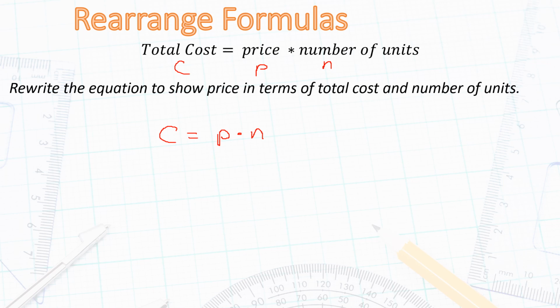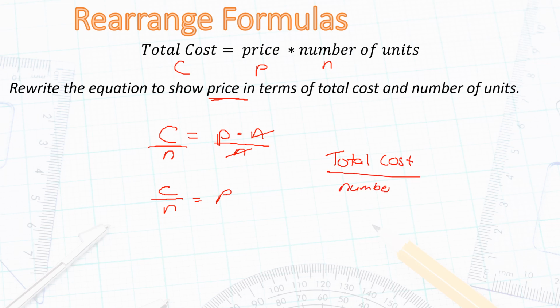I want to get price on its own. So to do that, the number of units would need to go. They're multiplied, so I'm going to divide by n on both sides. So that means C over n is equal to P. And putting back words, total cost divided by number of units would be equal to the price. And that would be price per unit, so price for a single unit.